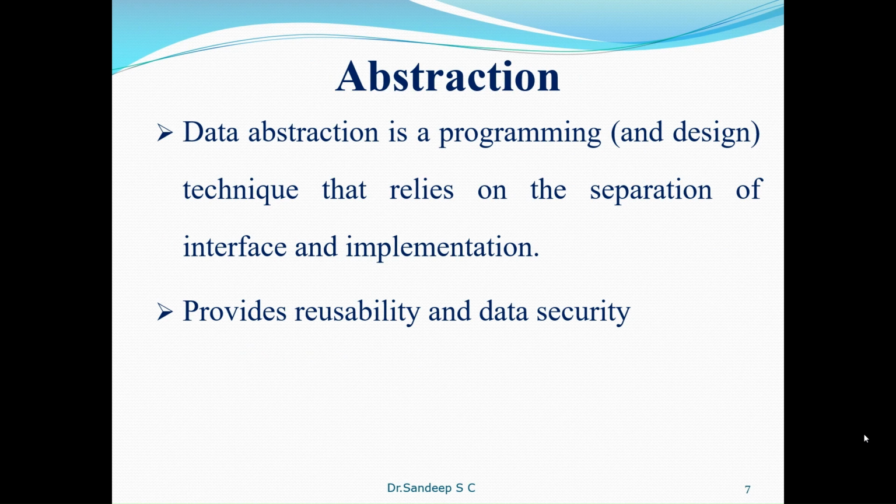Then we have abstraction. Data abstraction is a programming technique that relies on the separation of interface and implementation. That means, in general, we are trying to use certain objects without knowing the implementation of that. That is what abstraction means. Abstraction is using certain things without knowing its implementation.